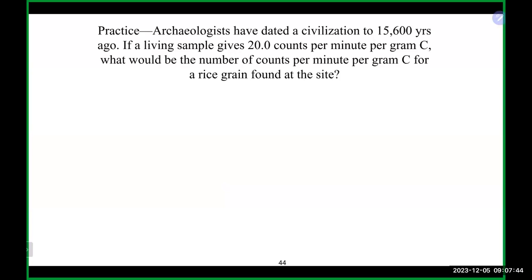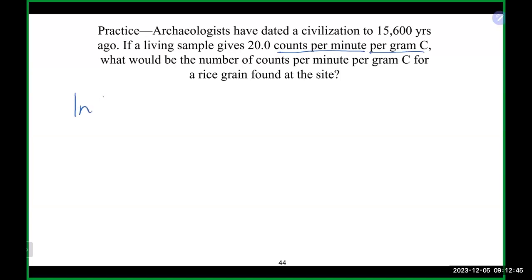So they found an old civilization to be 15,600 years old. If a living sample gives 20 counts per minute per gram of carbon, what would be the number of counts per minute per gram of carbon for a rice that's found on the site? See what you come up with here. And again, it's grams of carbon, so same half-life that we just used in the previous example.